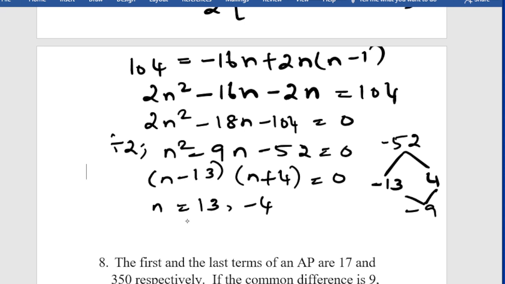N is nothing but the total number of terms. It could not be negative. So we consider the positive 13. Okay. So n is equal to 13. So the total number of terms in the given series is 13.